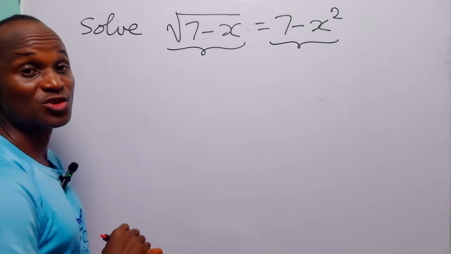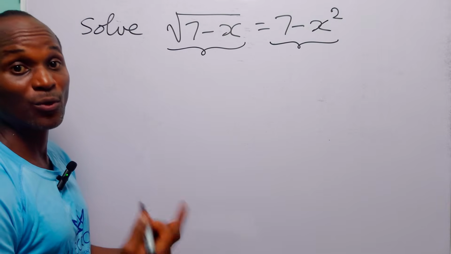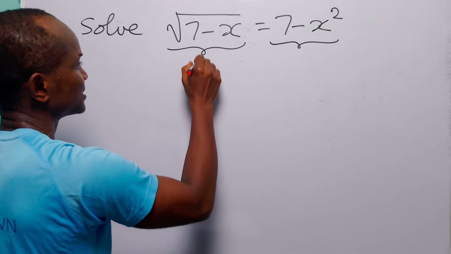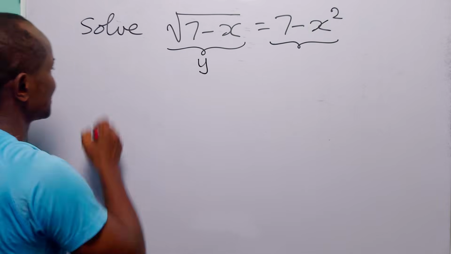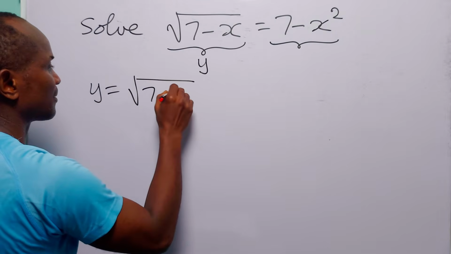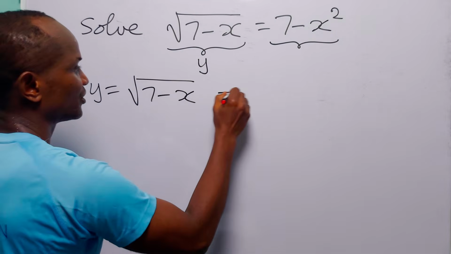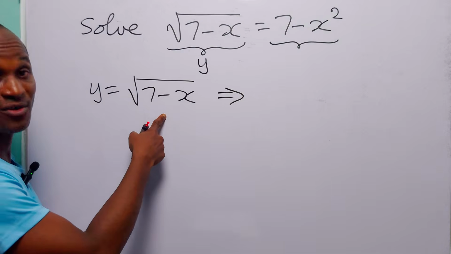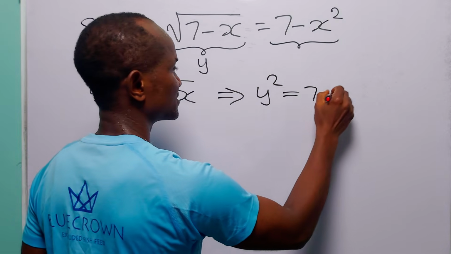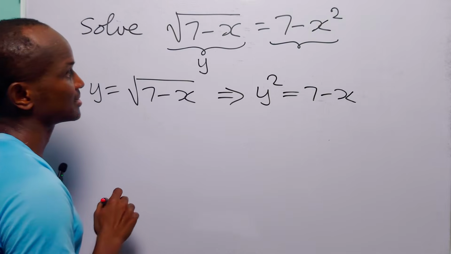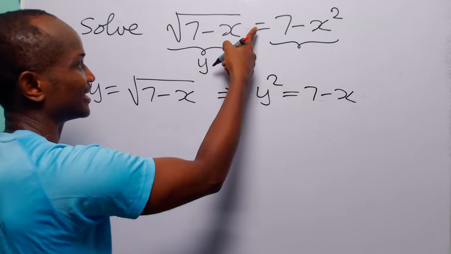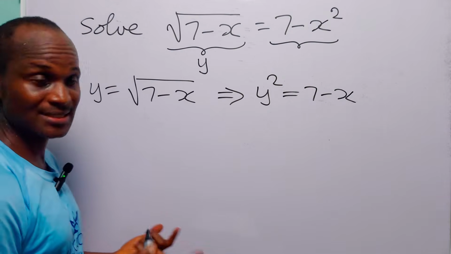Now, the easiest way to solve this equation without solving a quartic equation is by substitution. Let us call this quantity y. That is, let y be equal to the square root of 7 minus x. If we square both sides of this equation, then we have that y squared is equal to 7 minus x. And of course, from the original equation, you can see that y is equal to 7 minus x squared.